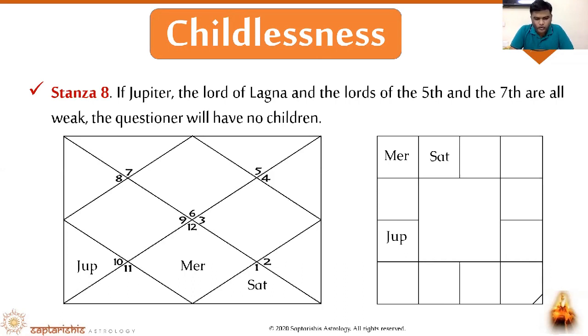Why is Jupiter important? Because Jupiter is the Karaka of progeny, or children. That's why we have taken Jupiter here. Lord of Lagna is important. The Lords of fifth and seventh, if all are weak, then the questioner will have no children. Here seventh is mentioned, but as well as seventh you can take the ninth house.